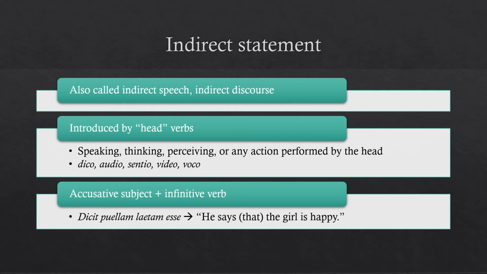So, dicit puellam laetam esse would translate to, he says that the girl is happy. Our head verb is dicit, our accusative subject is puellam, and our verb is esse. Although this sentence is short and simple, know that indirect statements are no different from any other clause and may contain modifiers, objects, and prepositional phrases.